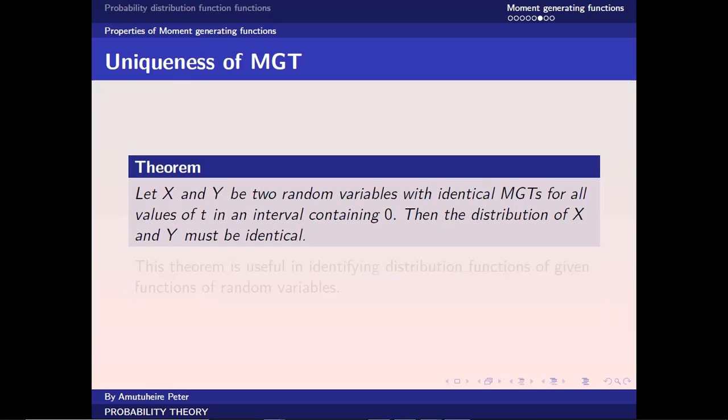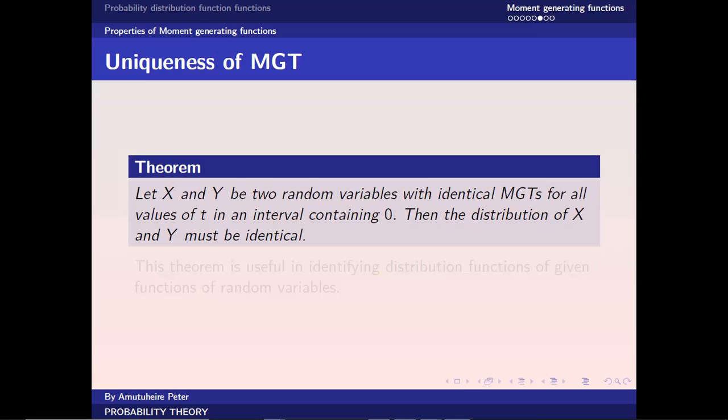Next we look at another theorem, the uniqueness of the moment generating function. If X and Y are two random variables with identical moment generating functions, then for all values of t in the interval containing 0, the distribution of Y and X must be identical. So this theorem is telling us that two random variables cannot have different values of moment generating functions.